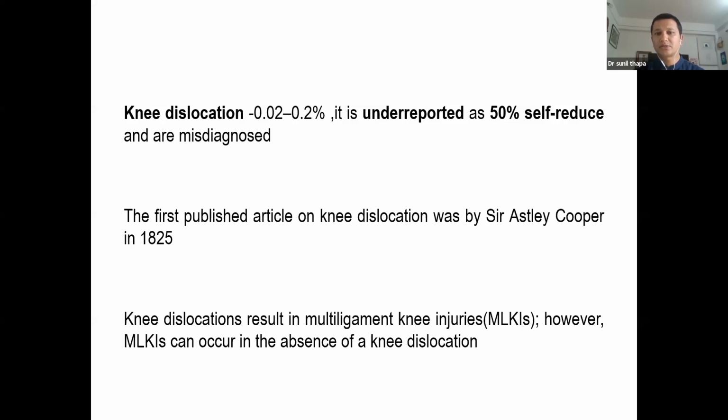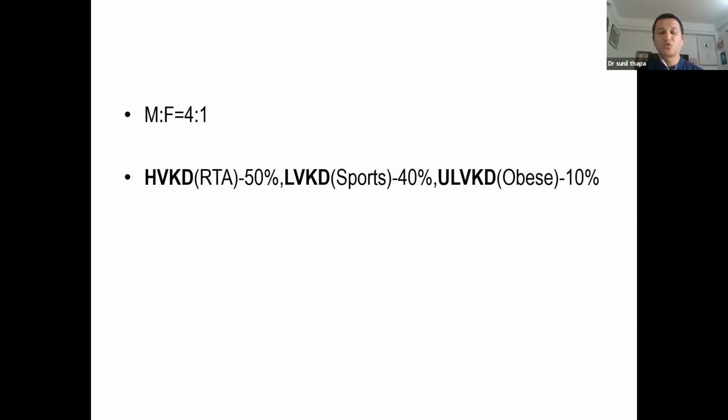Knee dislocation usually results in multiligamentous knee injury, but not all multiligamentous knee injuries are due to knee dislocation. It is found more predominantly in males, active sports players or heavy workers. The most common cause of knee dislocation is a road traffic accident, classified as high velocity knee dislocation. Those that occur with a minor twist injury while playing are classified as low velocity knee dislocation, and both of them account for around 90%.